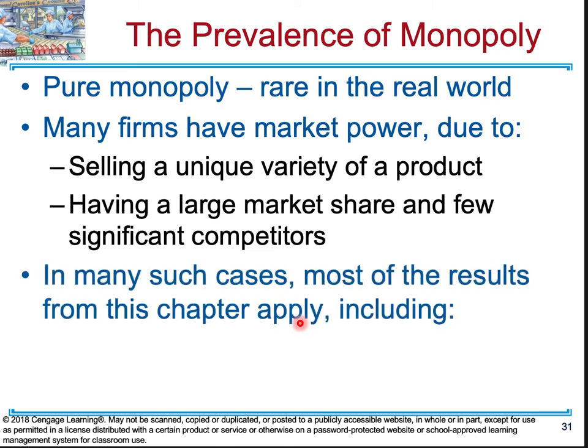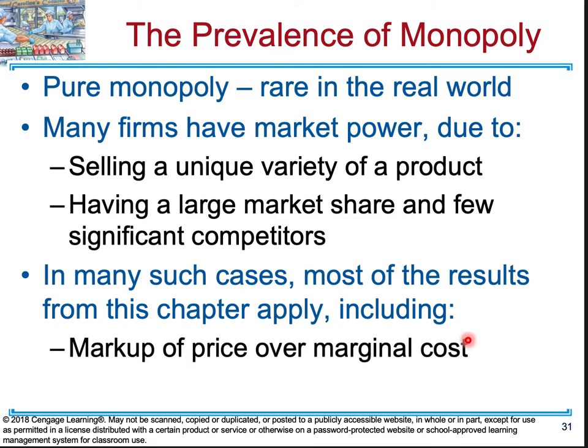In many cases, most of the results from this chapter apply, including markup of price over marginal cost. So again, when there's a few powerful firms in a market and they have market power, this is an oligopoly. If you look at a spectrum, on the far right you have monopolies, and on the far left you have perfect competition. If you split the difference and you're closer to the monopoly side, you'll have an oligopoly. That's much more common today and it's prevalent. There's no case of a pure monopoly. Now with this, they still mark up the price, and there's still a deadweight loss.